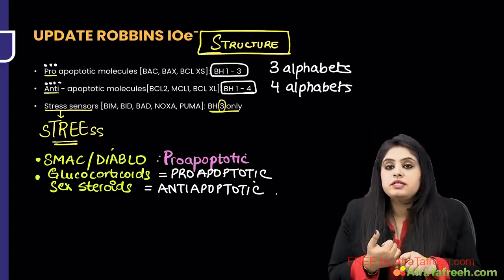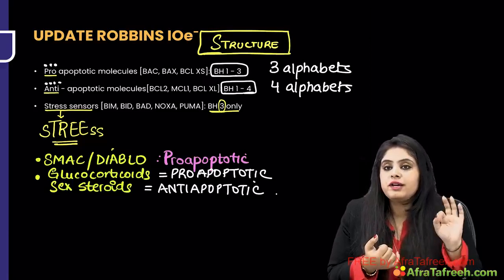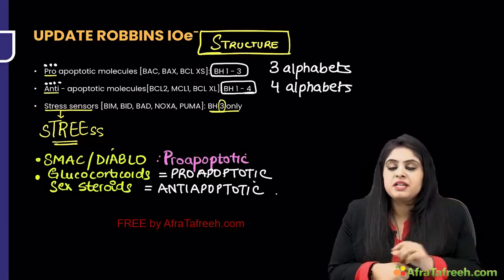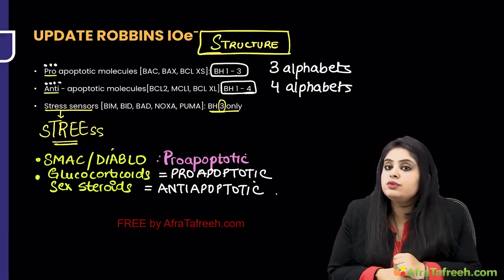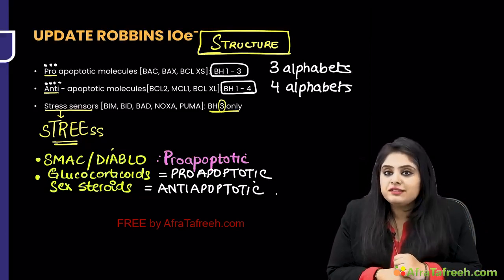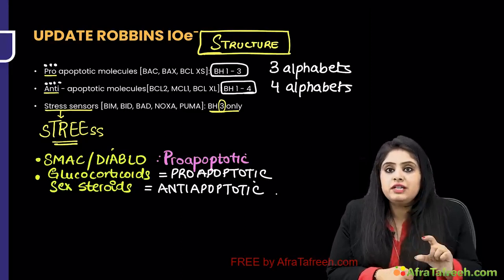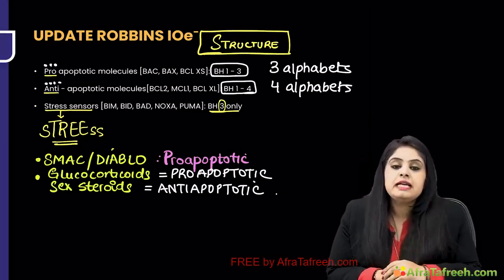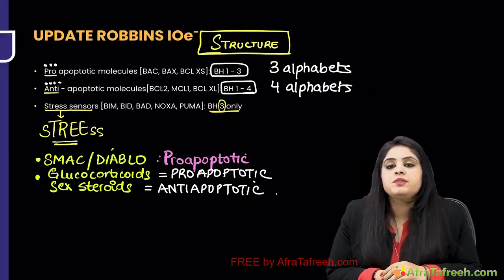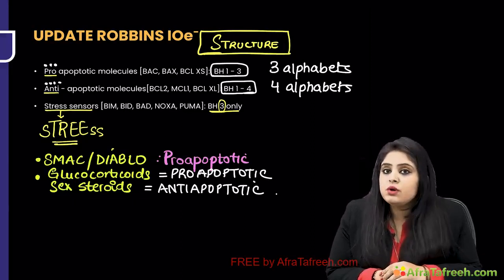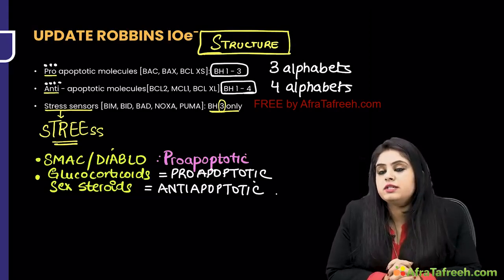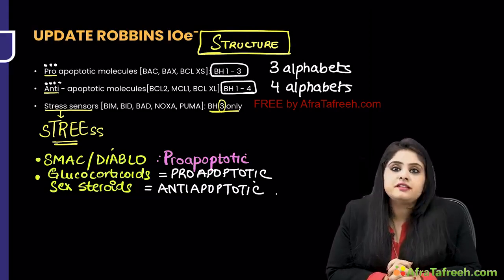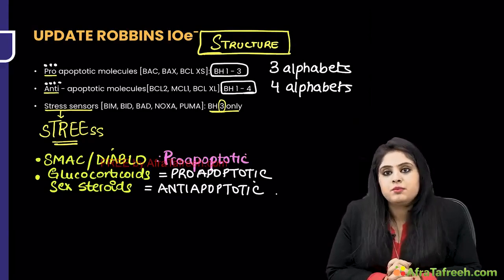How many structural details does pro-apoptotic have? Pro has 3, so it has BH 1, 2, 3. How many does anti have? Anti has 4 alphabets, so it has BH 1, 2, 3, 4. How many does stress sensors have? Stress has 3, so there are BH 3 domains. Next, what is SMAC and Diablo? Pro-apoptotic. What is glucocorticoids? Again, pro-apoptotic. The only anti-apoptotic molecule that I have taught you over here are the sex steroids. They are coming under anti-apoptotic.